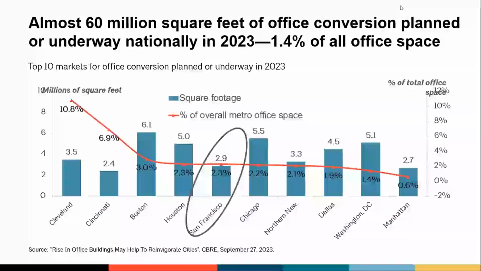In terms of the quantity and where that office conversion is planned, you can see that it is not insignificant. 1.4% of all office space, or 60 million square feet, is being planned to convert nationally. Here's where you can see San Francisco is one of the top 10 markets that we look at, bringing in a significant portion of that office space above that national average, so about 3%, and about 3 million square feet being converted over.